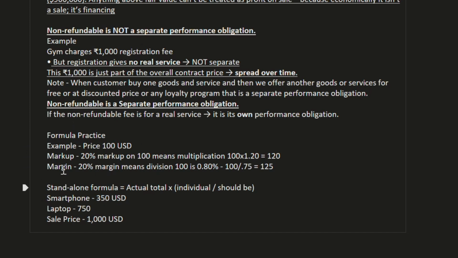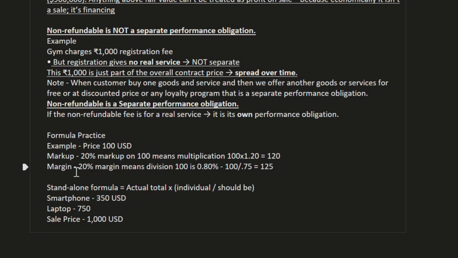Now we need to do formula practice. Example, price 100 we have. It is very common in the exam that they ask markup and margin. So what is markup and what is margin? Markup is, for example, markup percent 20. A 20% markup means multiplication: the price of the goods or services is 100 and the markup percentage is 20, so 100 multiplied by 1.2 will be 120.